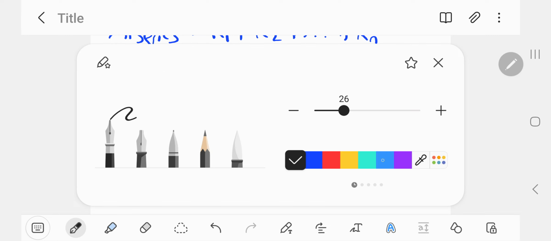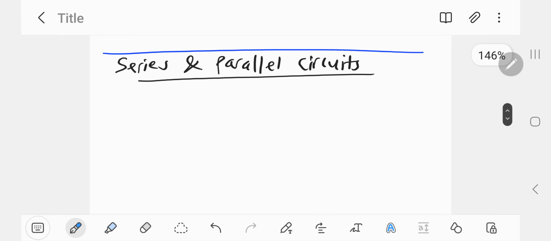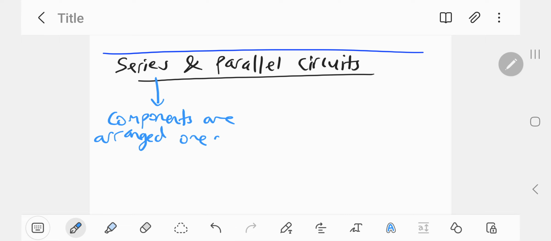This is also assumed knowledge from junior science, from year 9 science. But we'll do a recap here as well. We'll start off with series. Quite simply, it's a circuit where the components are arranged one after the other, forming one big loop.